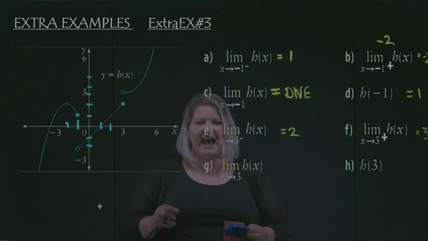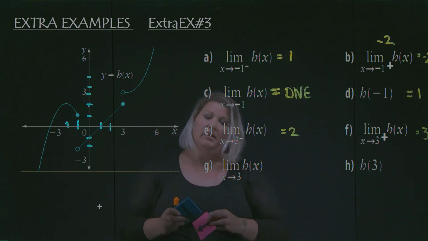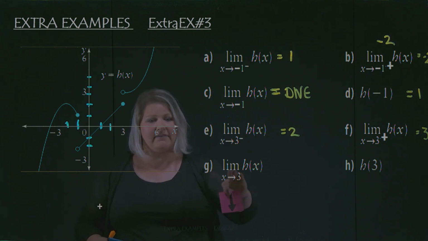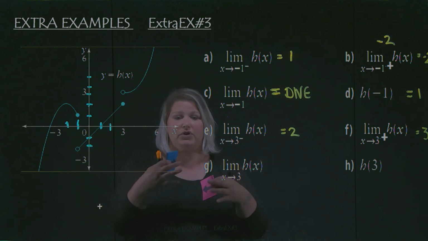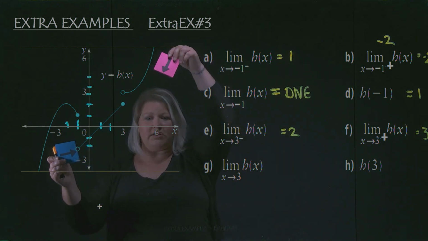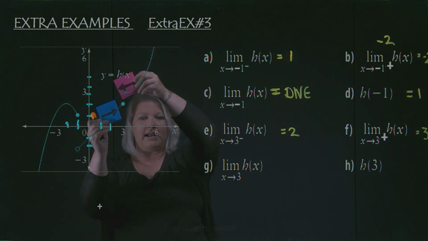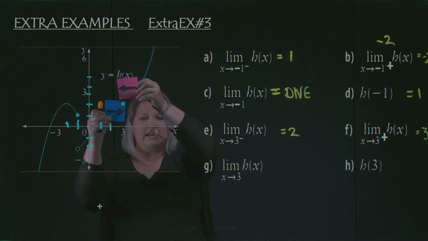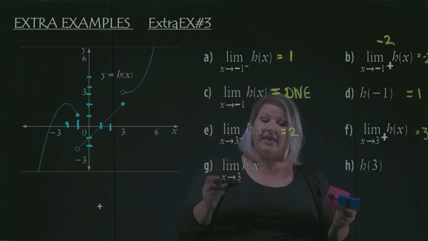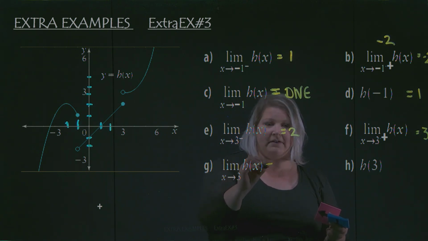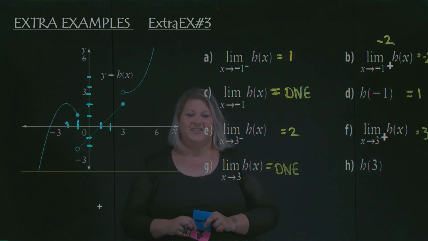G is asking for the limit of h of x as x approaches 3. So remember, the limit, when it doesn't have a little plus or minus after it, doesn't tell me which direction from 3. So that means both directions have to be the same. So here I'm coming on the left-hand limit. Here I'm coming on the right-hand limit. What do we notice? They're not at the same value, right? It's like having train tracks that don't connect. That is bad. We don't want that to happen. It would be dangerous for people. So we're going to do DNE.